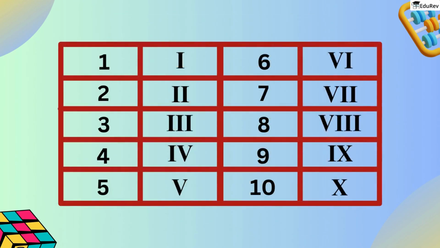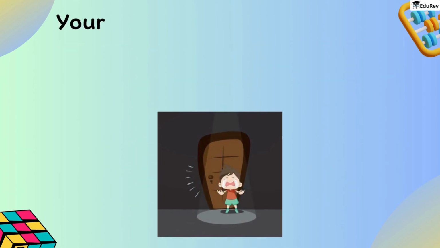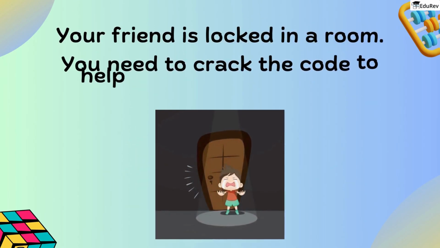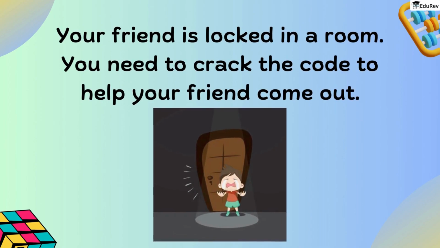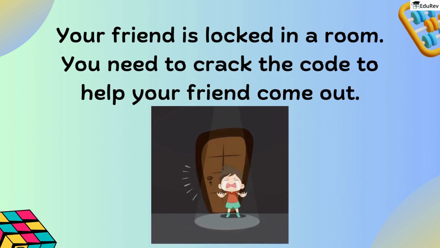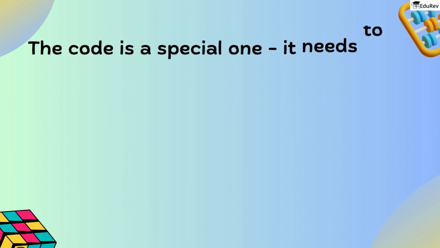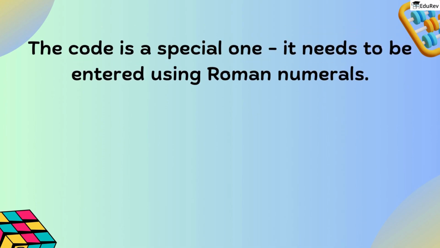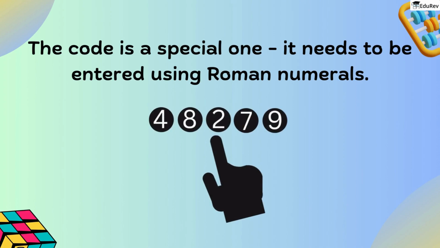To understand this better, let's do some practice. Imagine your friend is locked in a room. You need to crack the code to help your friend come out. The code is a special one. It needs to be entered using Roman numerals. The numbers you have to convert into Roman numerals are 4, 8, 2, 7, 9. What will be the Roman numeral code?